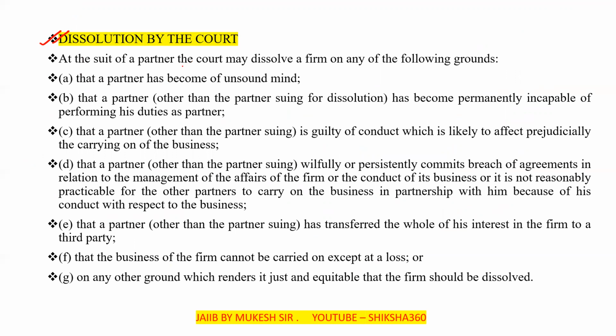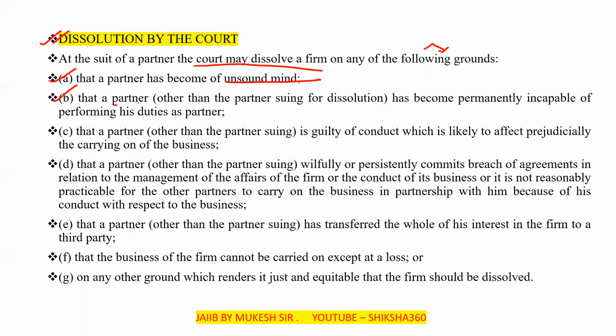At the suit of a partner, the court may dissolve a firm on any of the following grounds. First, a partner has become of unsound mind, that is, not mentally stable. In simple language, a partner has become of unsound mind.